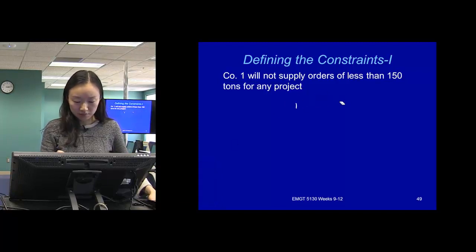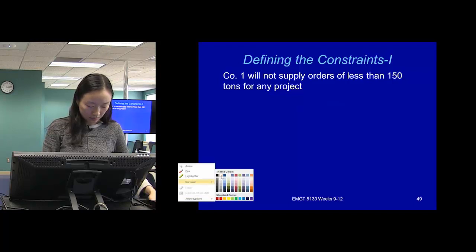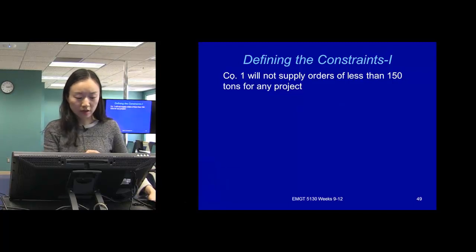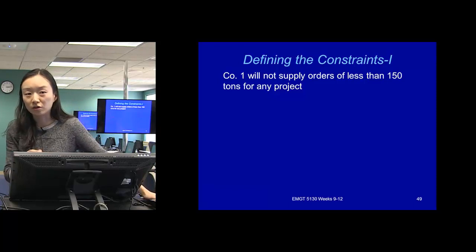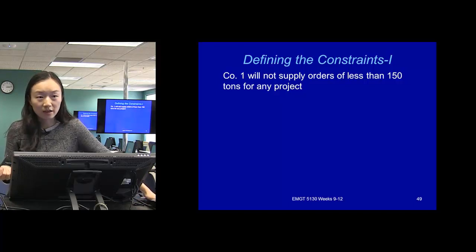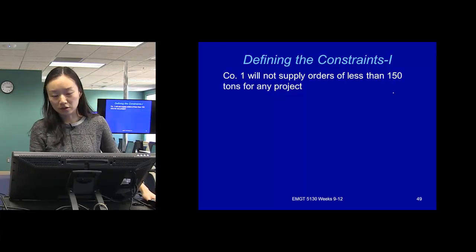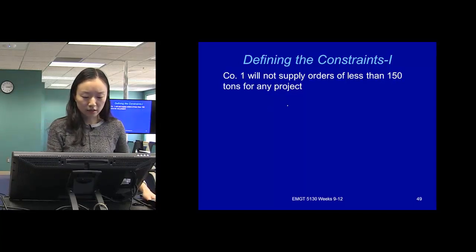What this sentence is saying is that you don't have to choose company 1 to supply to those 4 projects. That's part of our decision, right? But if company 1 is going to supply, then you have to supply at least 150. I hope you know what to do now. This is again a minimum order size problem. So what to do?